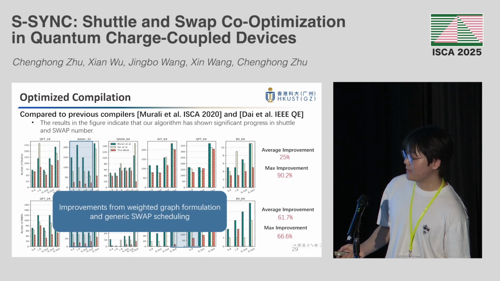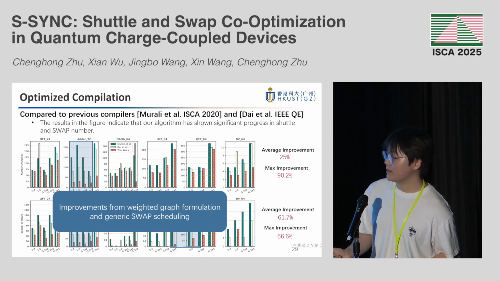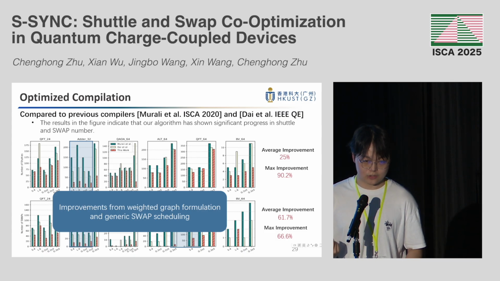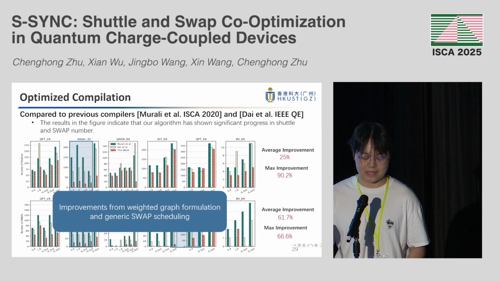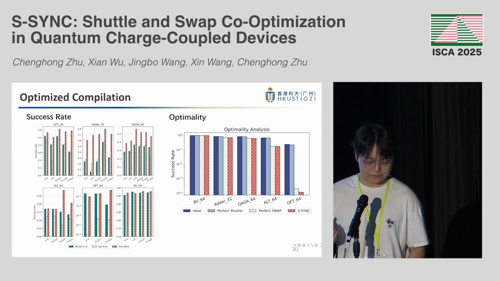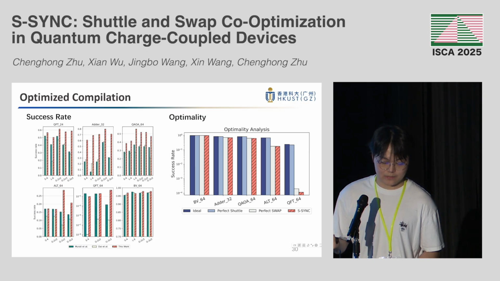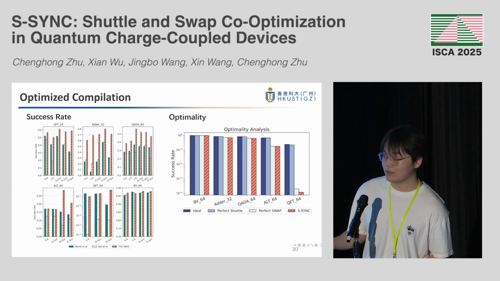These improvements basically come from our weighted graph formulation. Since we use the swap and shuttle cost in our formulation, we want to minimize both the costs that occur in these operations. And because we reduce the shuttle and swap numbers, the success rate also increases.